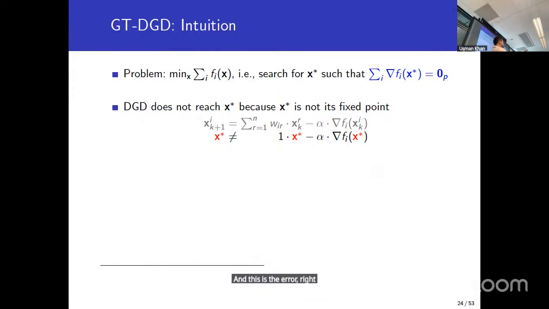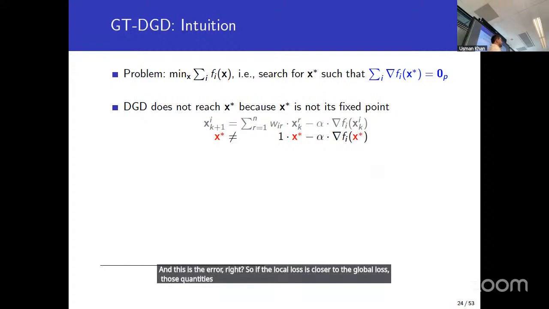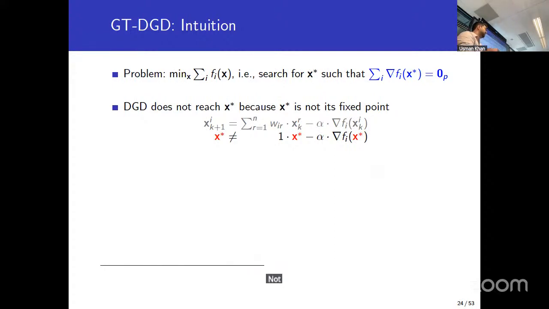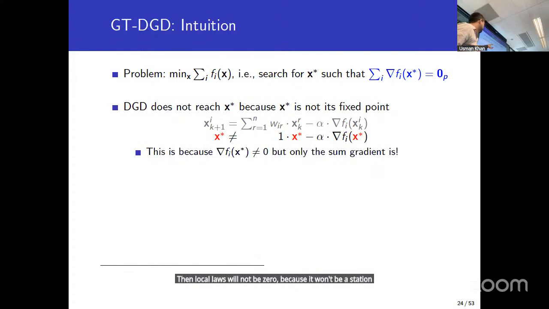So if the local loss is closer to the global loss, this quantity will be very close to 0, but not exactly 0 unless the data was replicated across the machines. We know that because the global optimizer is optimal for the global loss, the local loss will not be 0. It won't be a stationary point, so x star will not be optimal.